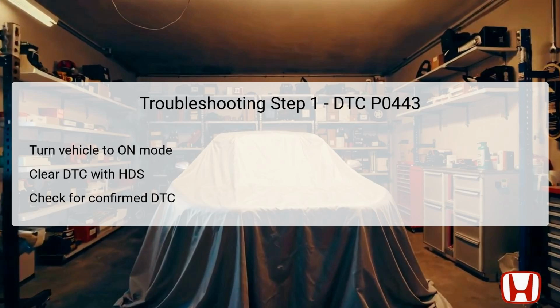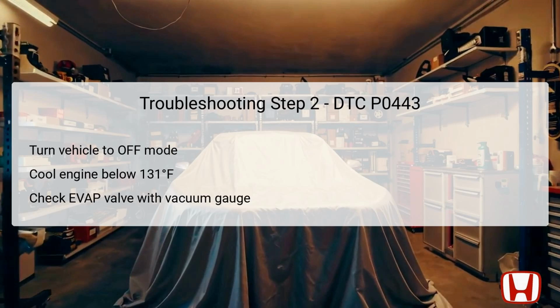Afterward, utilize the HDS to check if there are any pending or confirmed DTCs. If DTC P0443 is indicated, proceed to the next step. If not, the issue may be intermittent and warrant a check for any loose connections or wiring issues in the EVAP system. For Step 2, ensure the engine is turned off and has cooled down below 131 degrees Fahrenheit, 55 degrees Celsius. This step is crucial for safe handling of components.